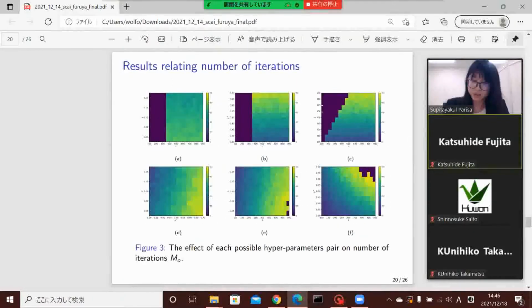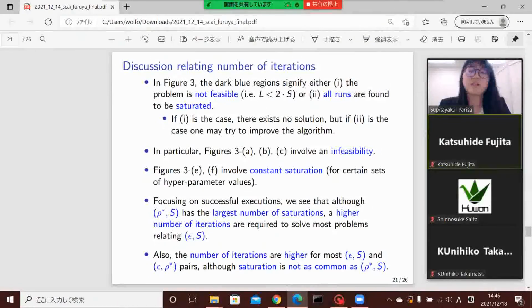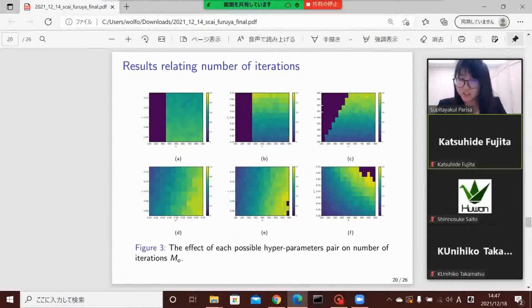Then we go to the result relating to the number of iterations. In figure 3, the dark blue region signifies either that the problem is not feasible or runs are found to be saturated. If it's the first case, there's no solution. But in the second case, we can try to improve the algorithm. Let's look at figures A, B, and C. These involve infeasibility, so there is no solution there. But figures E and F involve some constant saturation, so this one we can improve.